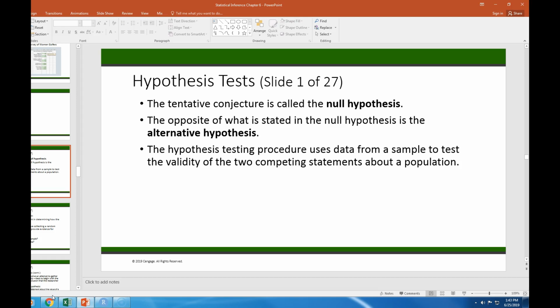So in the introduction to this section, we stated that the null hypothesis is a tentative conjecture or a statement about a population parameter, such as the population mean or the population proportion. The alternate hypothesis, on the other hand, is a statement that is the opposite of what is stated in the null hypothesis. In some situations, it's easier to identify the alternate hypothesis first and then develop the null hypothesis. In other situations, it's easier to identify the null first and then develop the alternate.